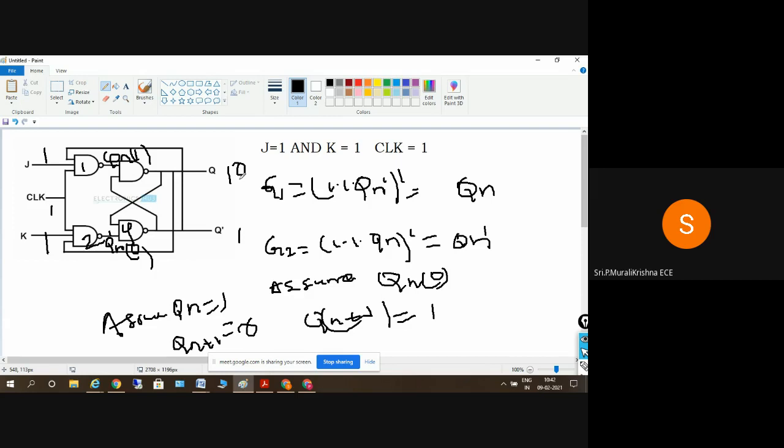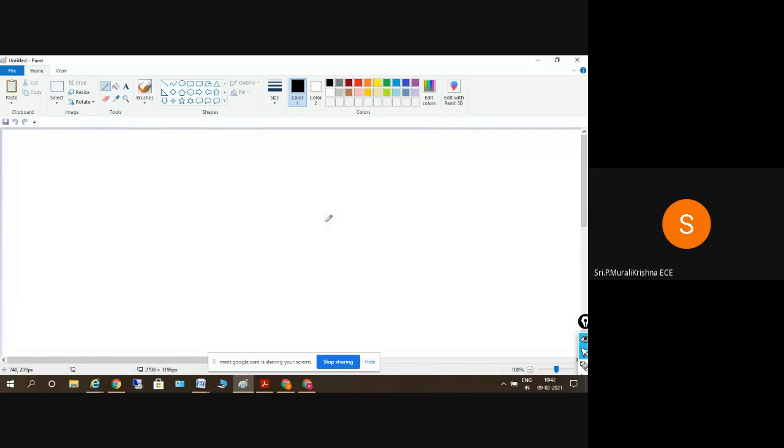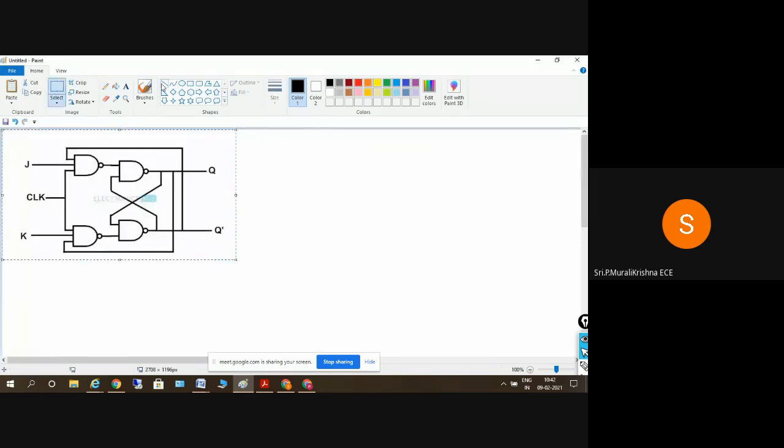Okay, so this is the case here. So this is the thing here. So this is what we'll get in case of the JK flip flop. So now we'll draw the truth table. Okay, so the truth table will be like this.